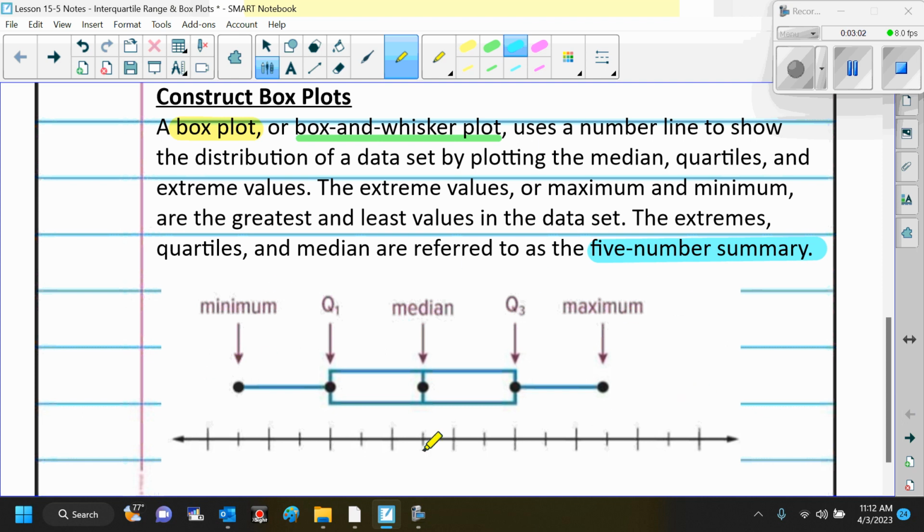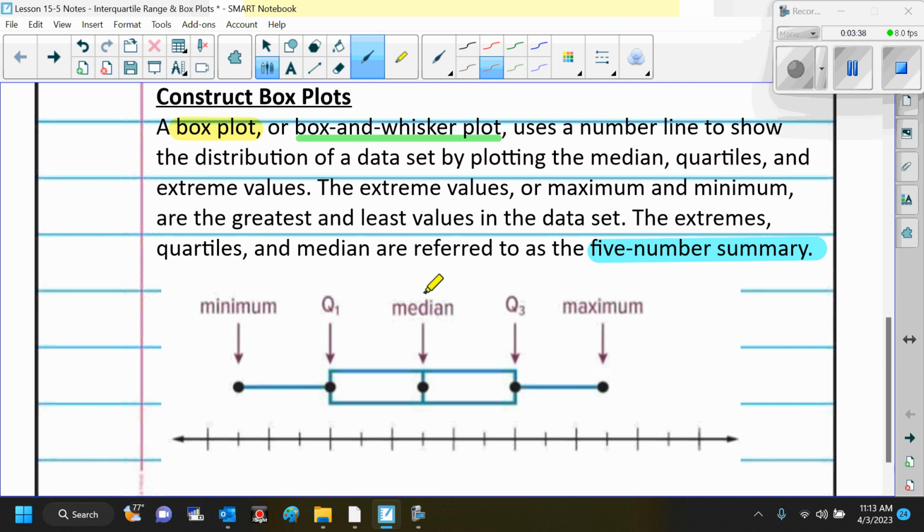And this is how we organize it on a number line. Now, when you are creating your box plot, it goes above the number line. It does not go on it. It goes above, okay? So, we are going to look at the median, and we learned last lesson that the median is the middle number of a set of data when it is in order from least to greatest. So we know that one. The minimum is the smallest number. The maximum is the largest number.